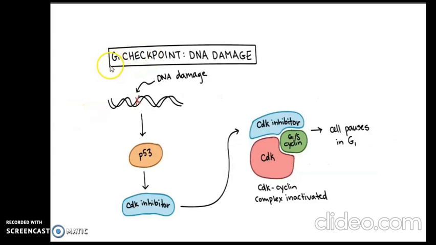In this diagram you can see that when DNA damage occurs, P53 will stop the cell cycle at the G1 checkpoint and will trigger the production of CDK inhibitor proteins. These CDK inhibitor proteins will bind to CDK cyclin complexes and block their activity, and thereby the cell will pause in G1, and in the meantime P53 will be trying to activate the DNA repair enzymes.